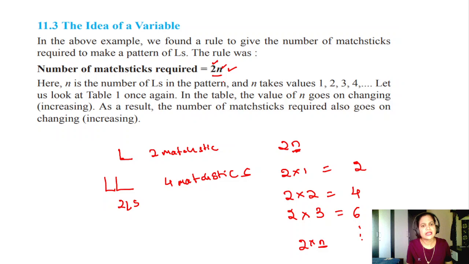It can take any number of values. That is called a variable. Here n is the number of L's in the pattern. n takes the values 1, 2, 3, 4. See here, it is taking different numbers. Let us look at Table 1 once again. In the table, the value of n goes on changing, increasing. As a result, the number of matchsticks required also goes on changing, increasing.